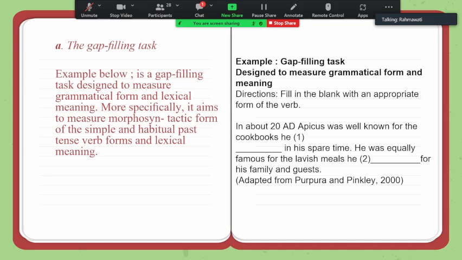The two criteria for correctness are grammatical form, measured in terms of morphosyntactic accuracy of the simple and habitual past tense forms, and lexical meaning, scored in terms of the lexical meaningfulness of words that fit the context. Next slide is about the short answer tasks.